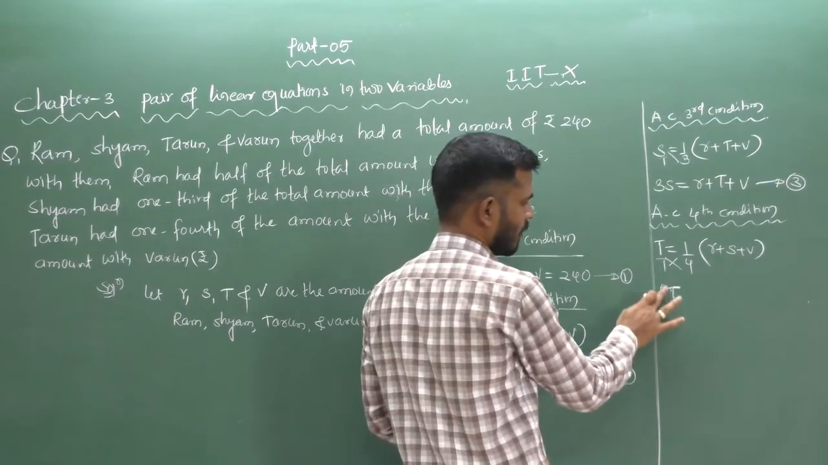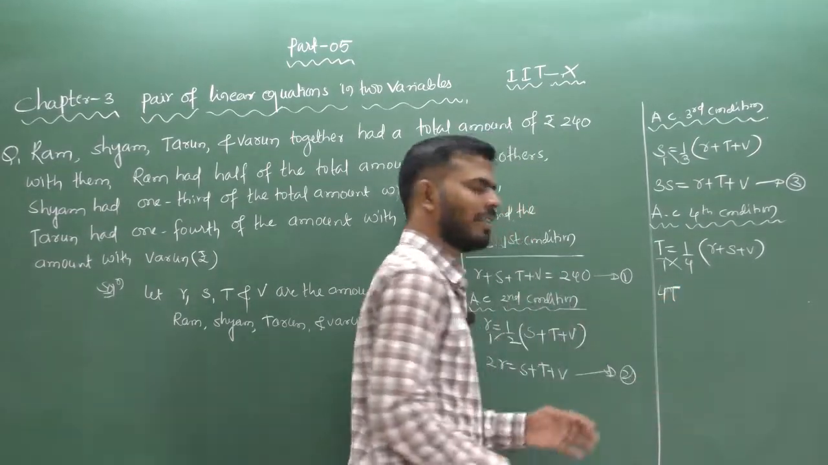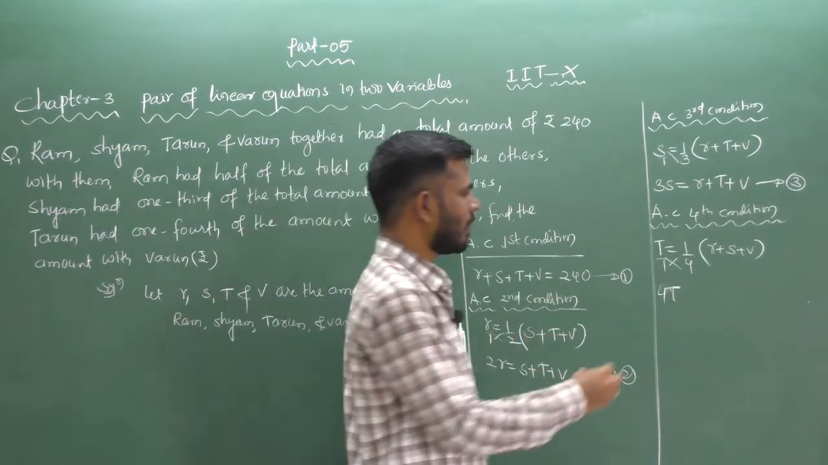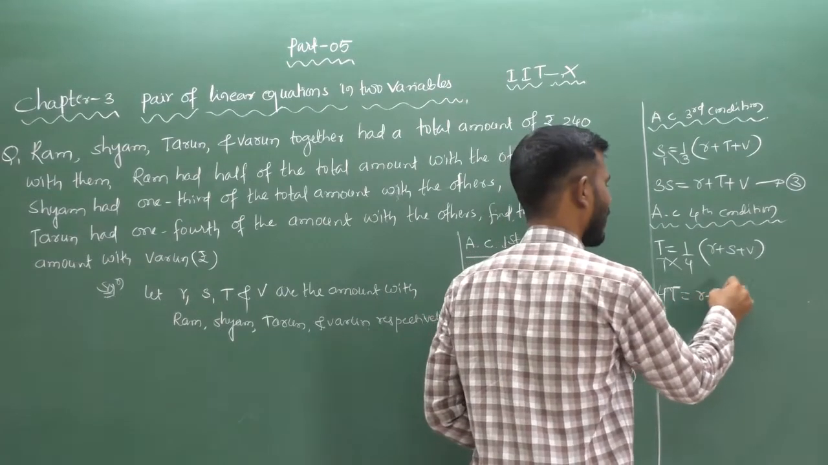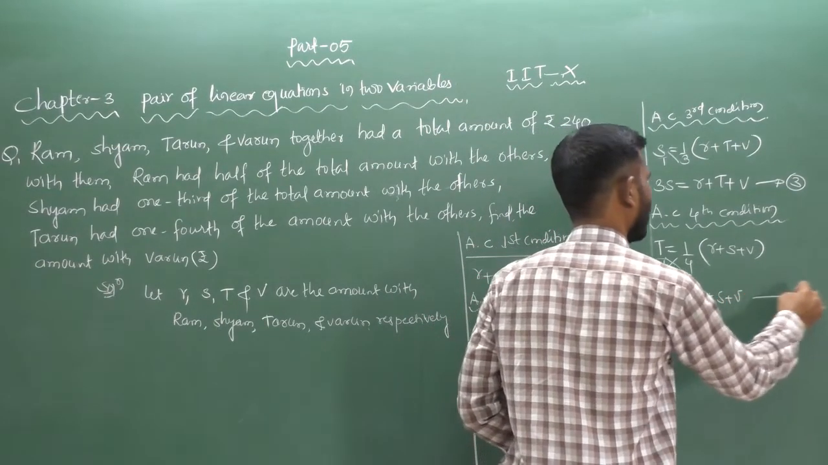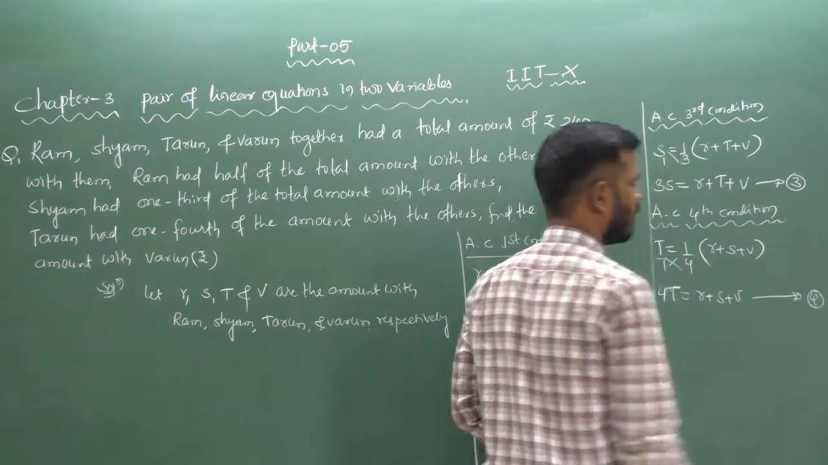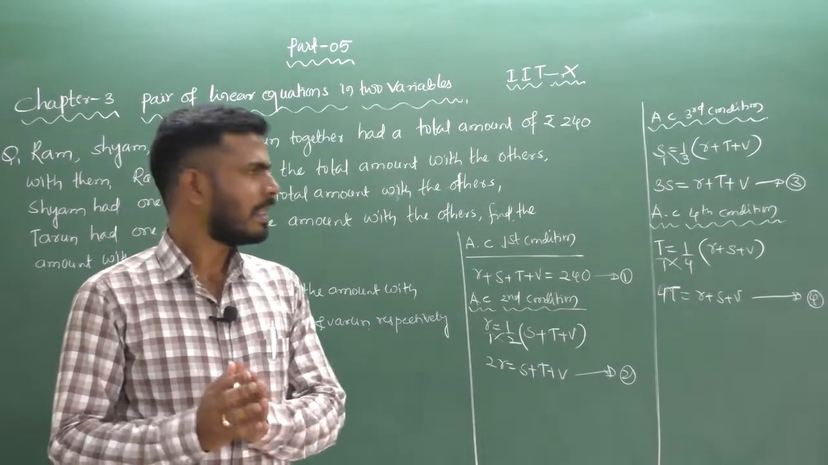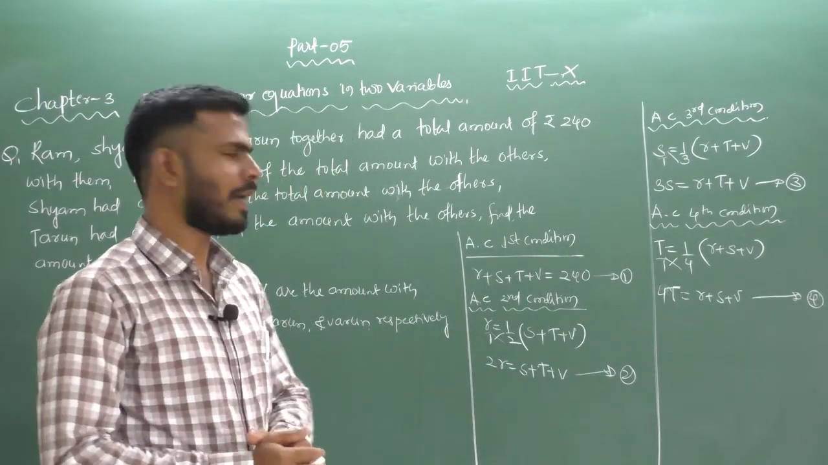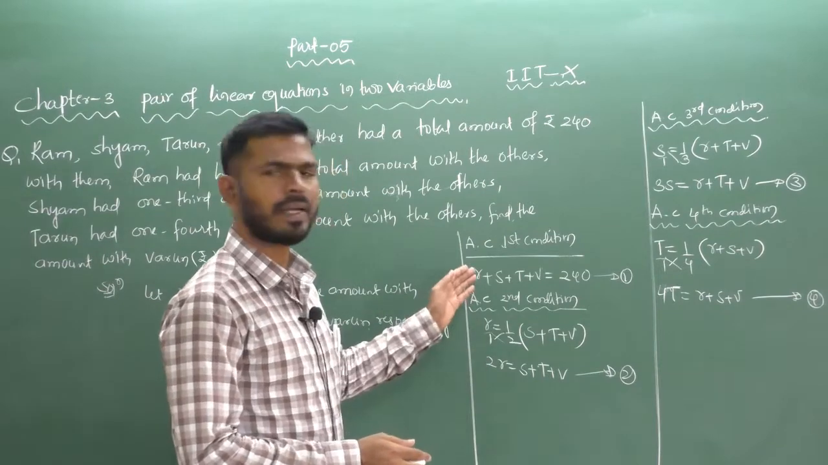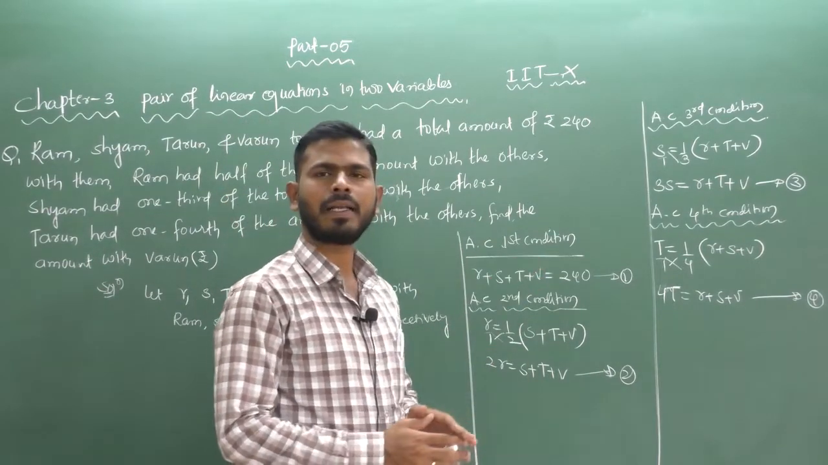4t equal to R plus S plus V. This one is equation number 4. So now the question is how to find out the variable of R value, S value, T value, V value.